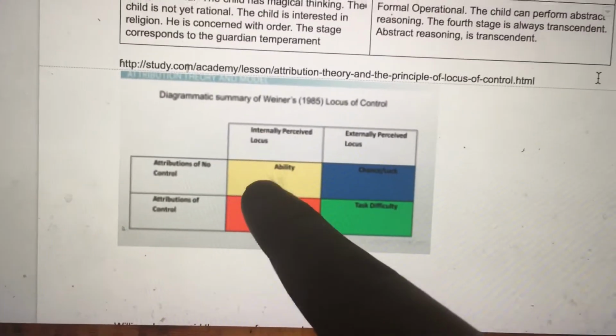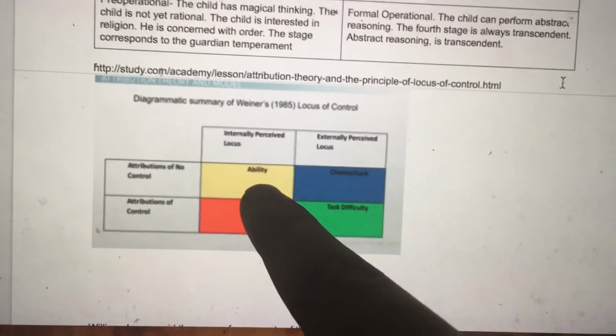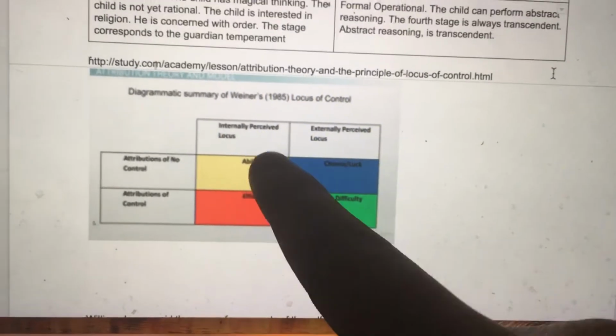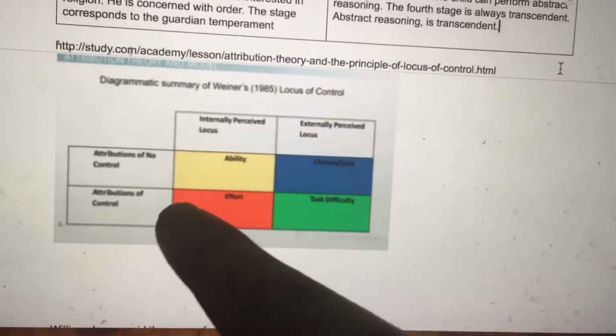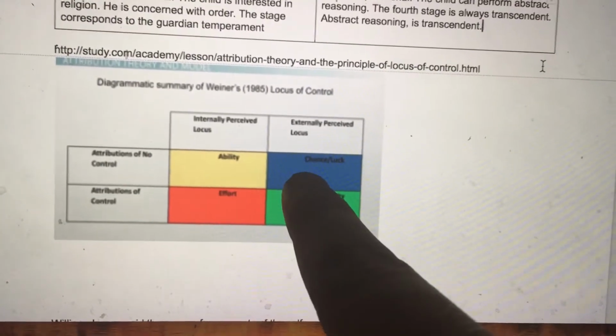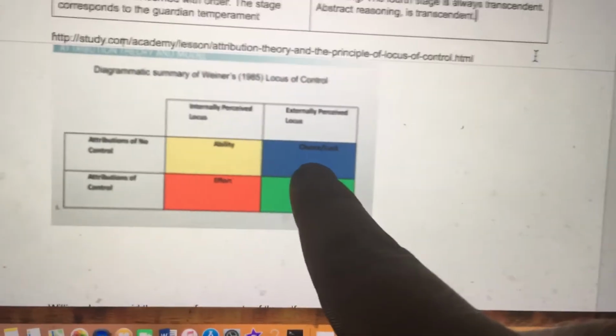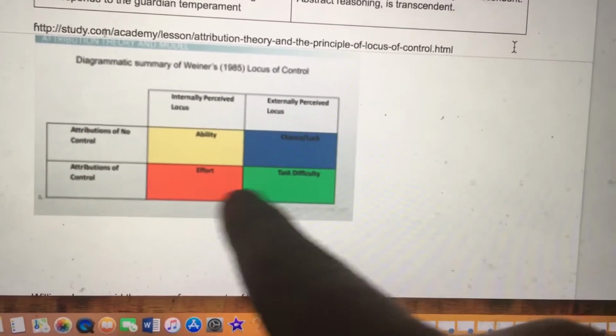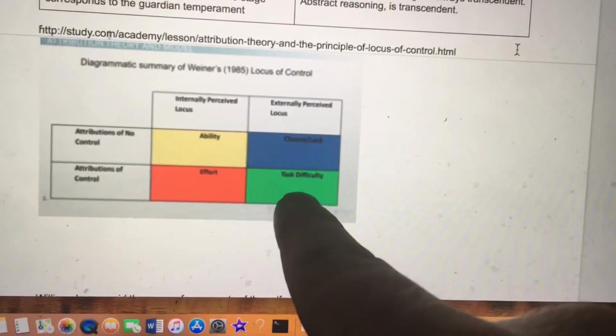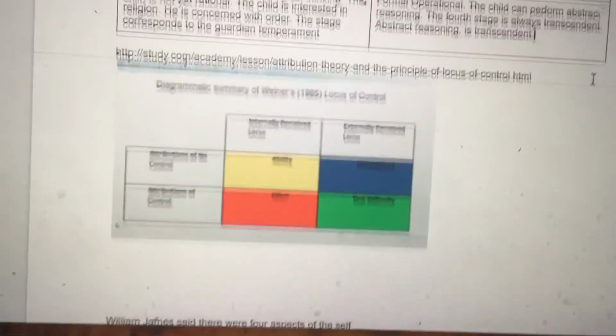That's attribution of no control and internally perceived locus. Attributions of control and internally perceived locus is effort. Attributions of no control and externally perceived locus is chance / luck. Attributions of control and externally perceived locus is task difficulty. All right, well, anyways, I might have read those wrong, but there's a quadrant.